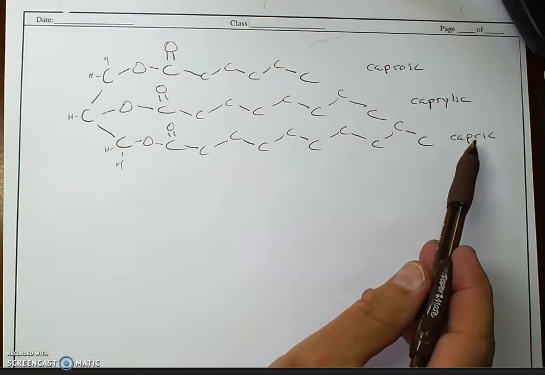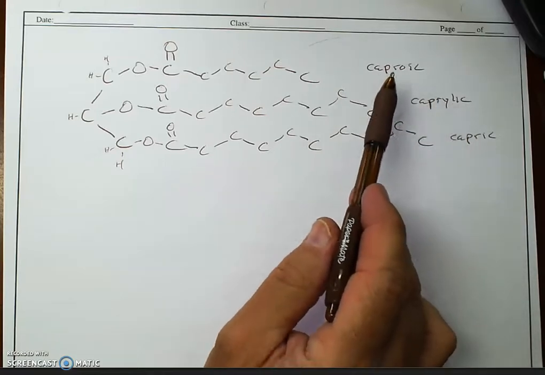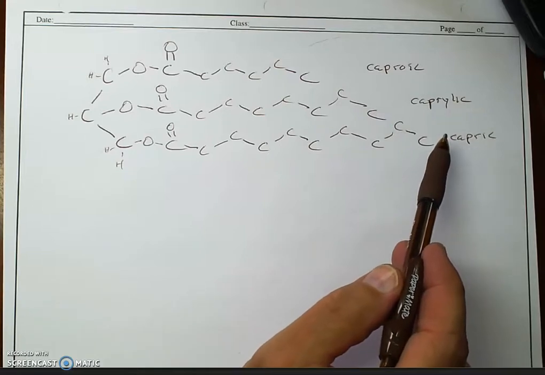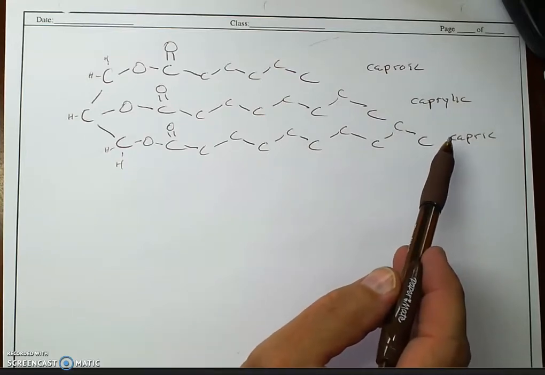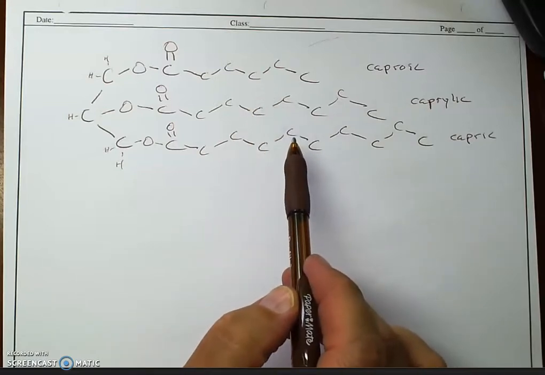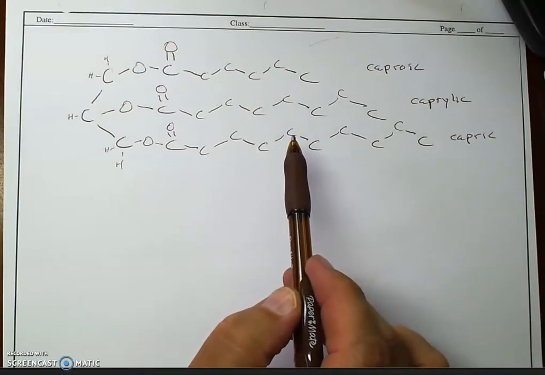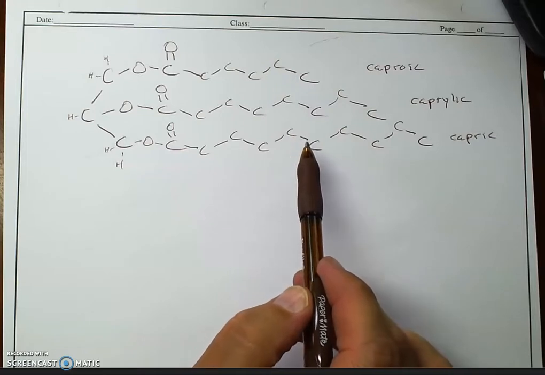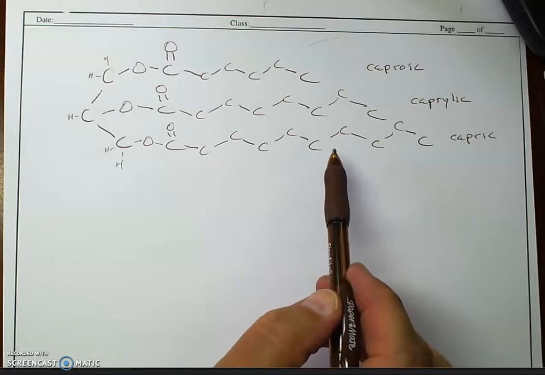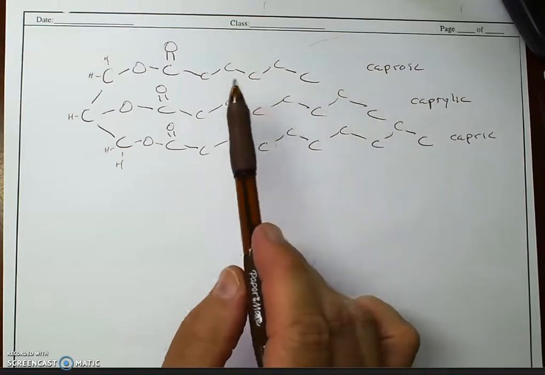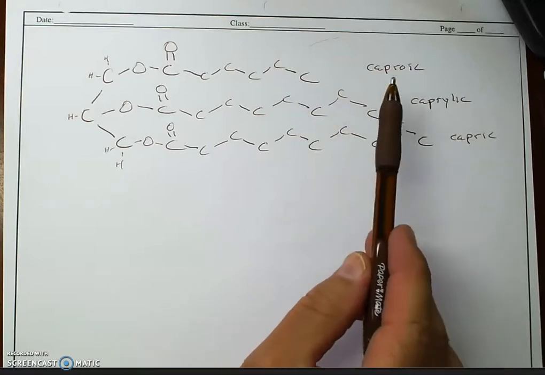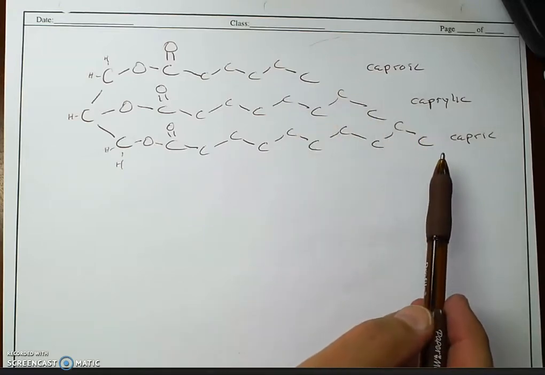Now, the CAPR that is common to all three of these names is from a Latin word referring to goats. All of these fatty acids are very common in the skin oils, which come from sebaceous glands of goats, and they actually kind of smell like a goat. So that's where the capra comes from in all of these.